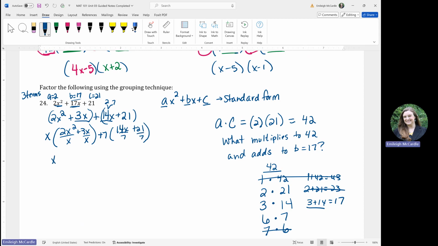So this will be x times 2, x squared over x is x, plus 3, x over x cancels. Plus 7, 14 over 7 is 2, bring down the x, plus 21 over 7 is 3. And right here, we should know if we're on the right track if our parentheses match, and we do have matching parentheses. So now we can go straight to our answer, which again is the GCFs put together, x plus 7, and 2x plus 3 as our other parentheses, our other factor. Okay? And that's our answer.